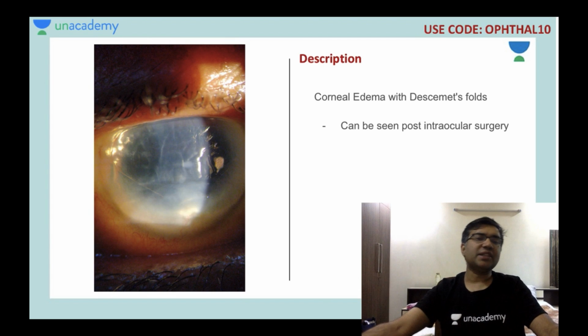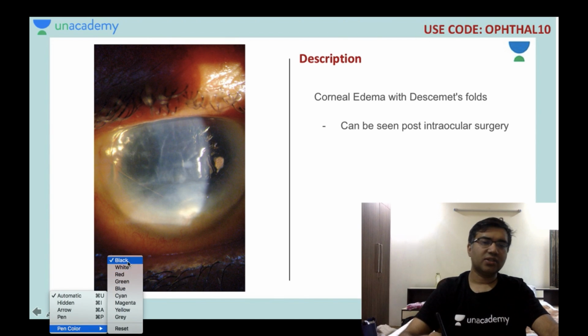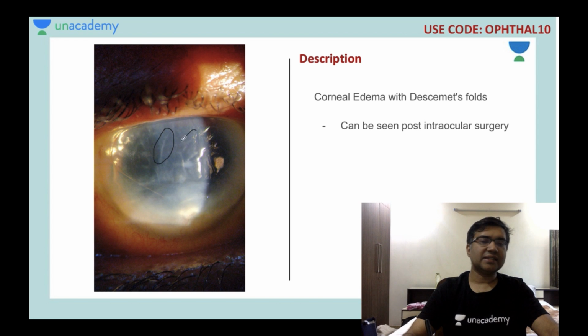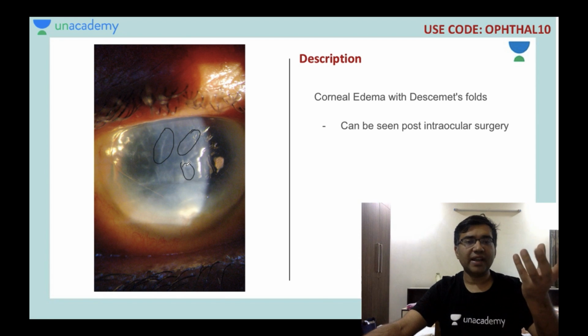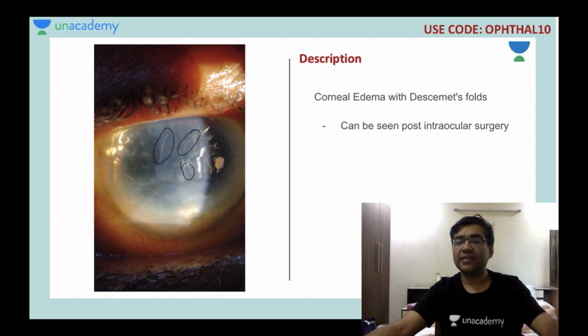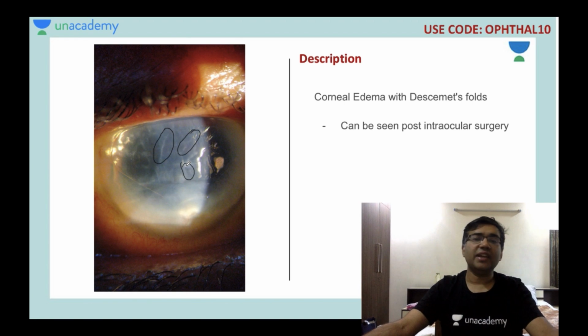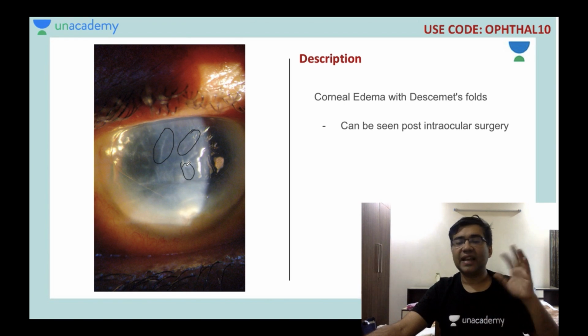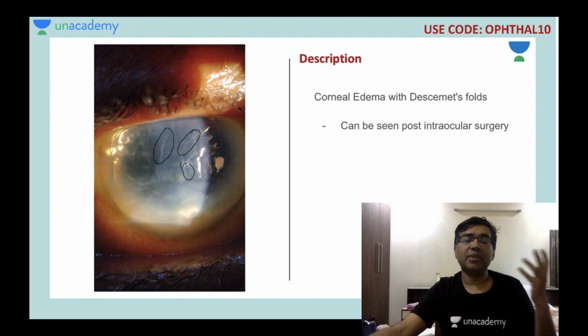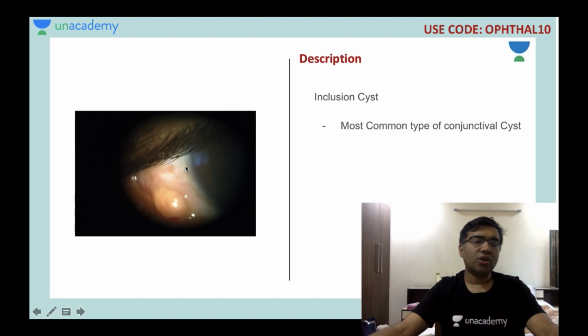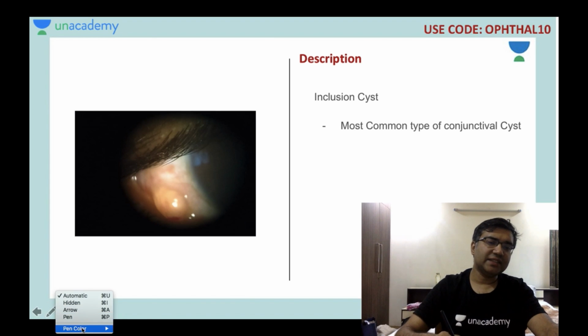Okay, then this is a patient where you can see the Descemet membrane folds. If you can appreciate these striae in the cornea. So this corneal edema, you are seeing the cornea is having a more edematous structure and the DM folds. This can happen after any intraocular surgery. Any intraocular surgery can cause Descemet membrane folds, and also remember that it can cause a decrease in the endothelial count. So if the endothelial count goes beyond a certain limit, let's say less than 1500 per millimeter squared, then there can be a corneal decompensation.